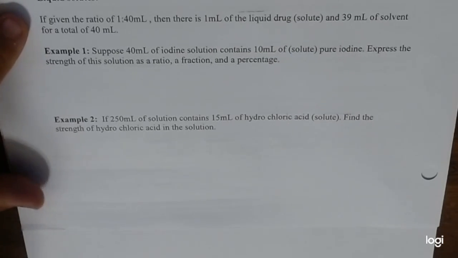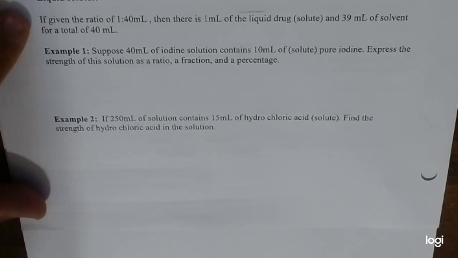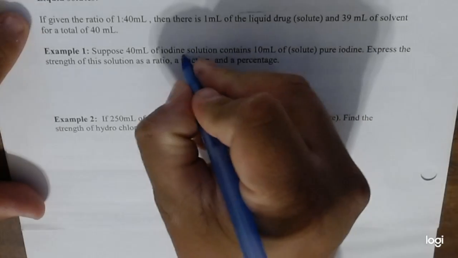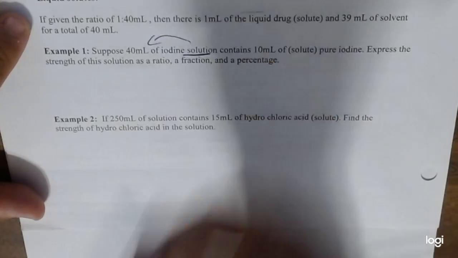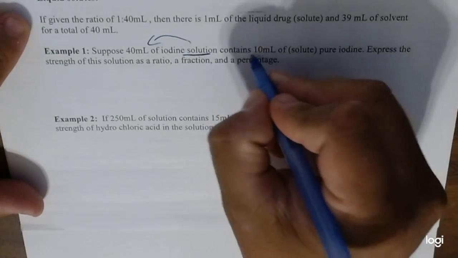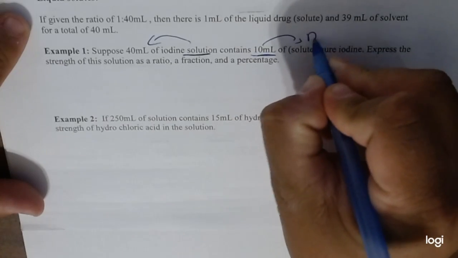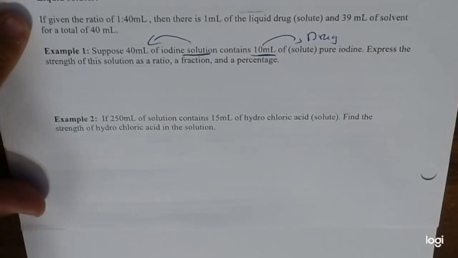Okay, so hopefully you guys try this, right? So it says, suppose 40 milliliters of iodine solution. So remember, that tells you, right? That's your 40 milliliters of solution. And 10 milliliters is your solute. That's your drug. So we want to express this in 3 ways, right?